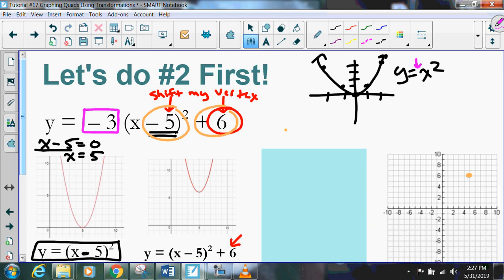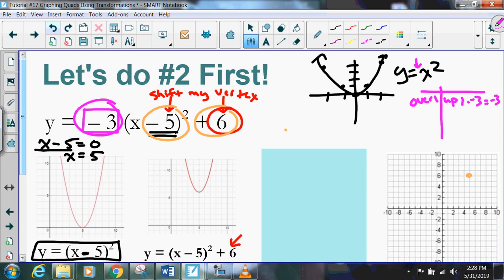So this is what I do. I make a table, but the table looks a little different. I always know that when I go over 1, I go up 1, right? But this time, I'm going to be multiplying that up 1 by a -3. So 1 times -3 means, when I move over 1, whether it's to the left or to the right from the vertex, instead of going up 1, I'm going down 3.